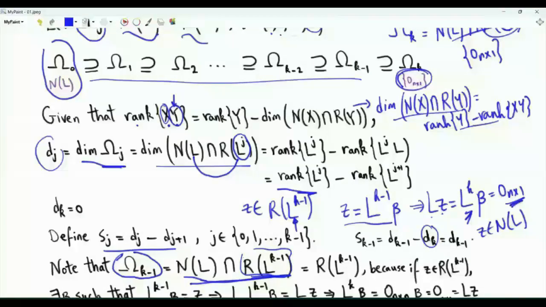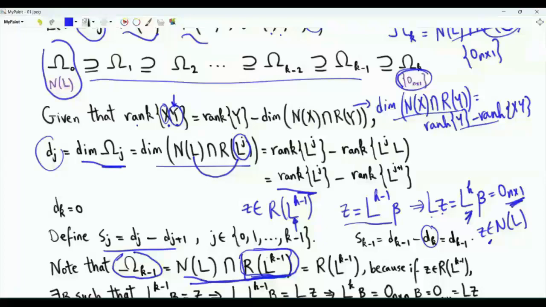If we start with a vector in the range of L to the k minus 1, this vector is guaranteed to be in the null space of L, thereby indicating that the range of L to the k minus 1 is contained in the null space of L. The conclusion is that omega k minus 1 is simply the range of L to the k minus 1.